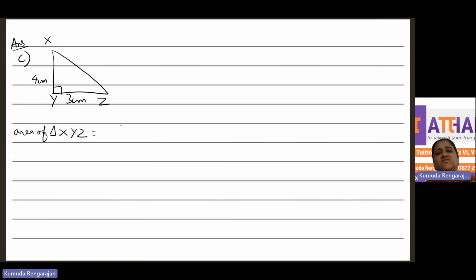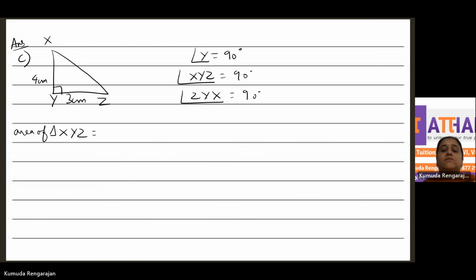How do you name angles, children? You must either say angle Y is equal to 90 degrees, or you can say angle XYZ is equal to 90 degrees, or you can say angle ZYX is equal to 90 degrees. Listen now. All the 3 are correct.